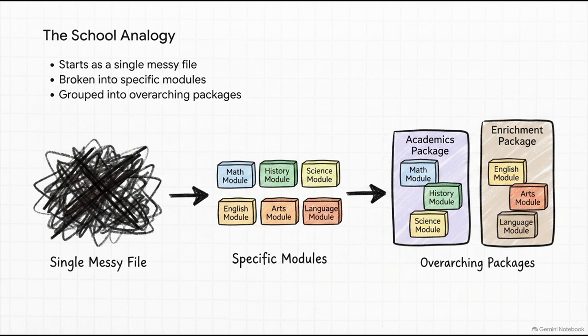So instead, you break that code down into specific modules. Things like student management, teacher management, grading. These modules are just individual Python files. Then, as your system grows even further, you group those related modules into overarching packages, which are basically just folders. This whole structure keeps everything logical, scalable, and super easy to find as your AI projects start to expand.